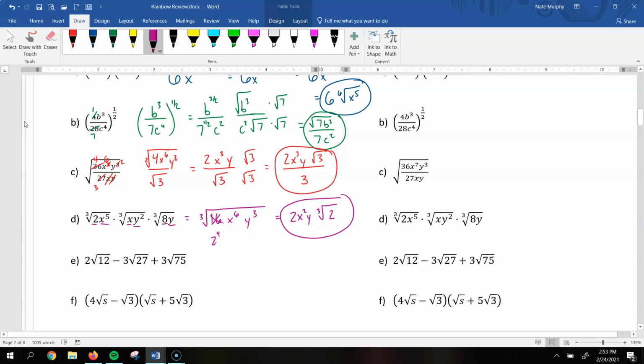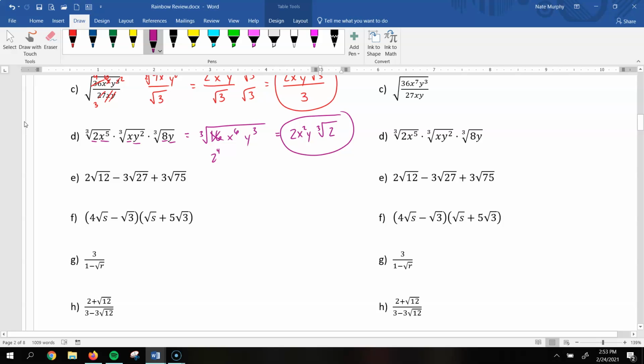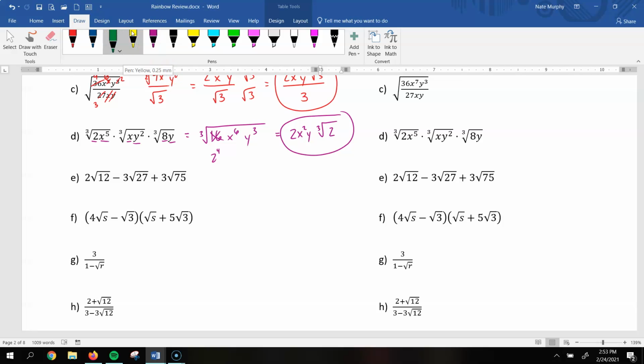All right, let's look at letter E. Now with letter E, in order to add or subtract roots, we need to have like terms. In other words, we need to have the same values under the root. So I'm going to change each of these. So I'm going to look at this as 2 times the square root of 4 times 3. So I'm looking at perfect squares here that I could use to multiply times another number to get 12.